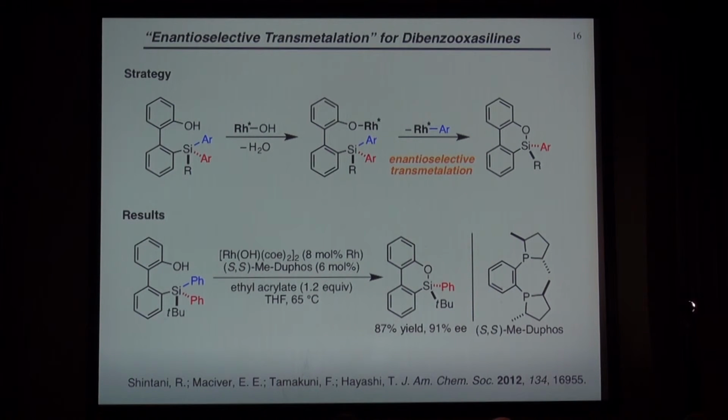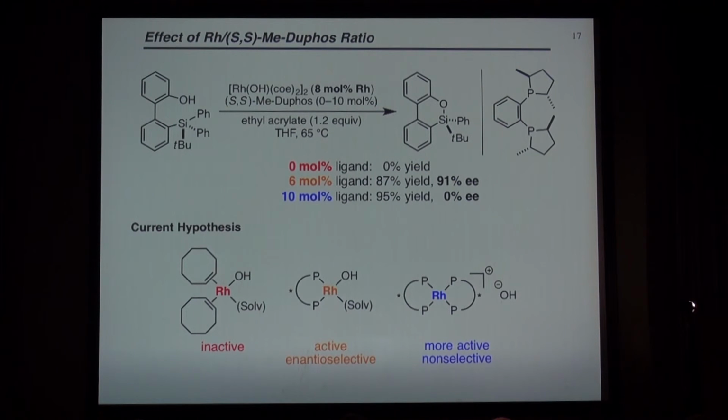And in this reaction, we found that methyl diphos was particularly effective for inducing high enantioselectivity, and under the conditions shown here, this substrate undergoes intramolecular delivery of phenyl group from silicon to rhodium through this type of intermediate to give the corresponding product with high enantioselectivity. But during the course of our study, we found that the ratio of rhodium and diphos was particularly important to reproducibly provide the desired compound with high stereoselectivity.